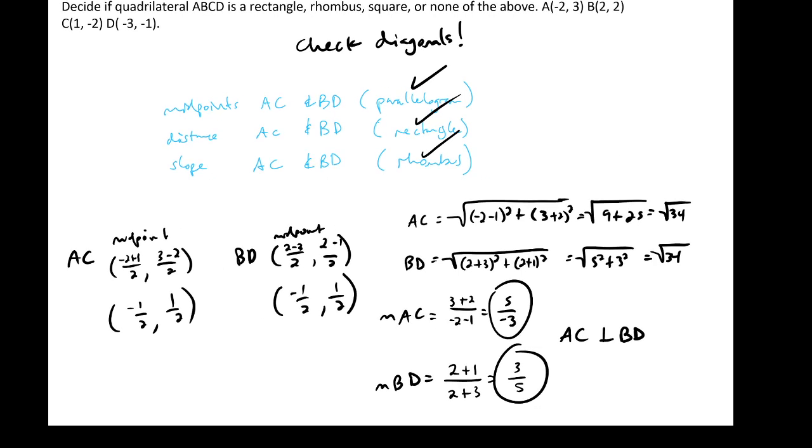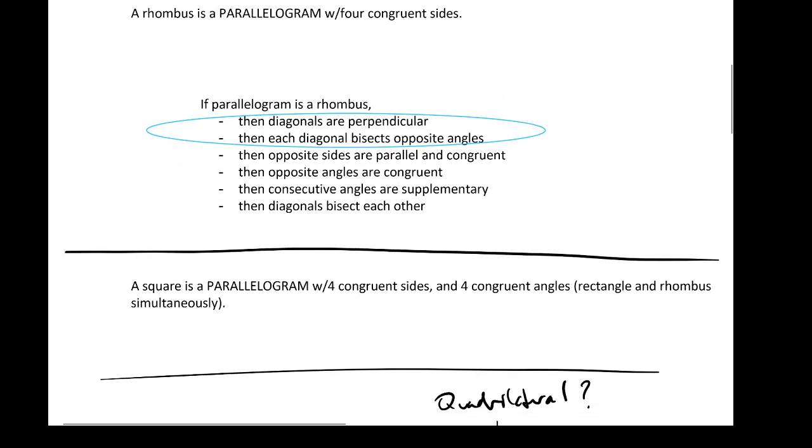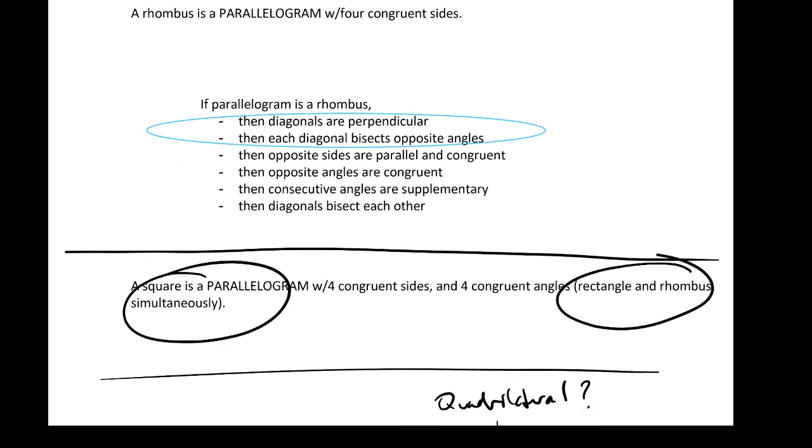So what is our conclusion? This guy here is a square. Why? Because after it passed parallelogram, it's both a rectangle and a rhombus simultaneously. Okay? Met all those definitions.